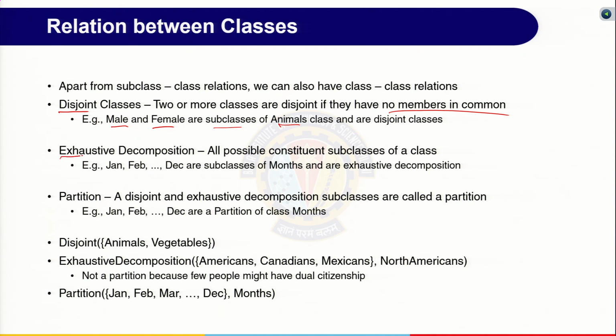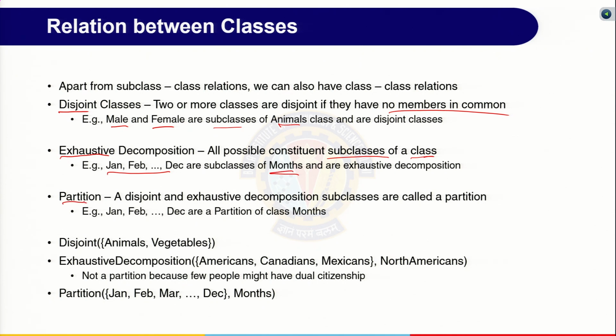And then the other kind of relation between classes is an exhaustive decomposition, which says that if a class has, let's say, subclasses, it is called exhaustive when all these subclasses together become the complete set that constitutes that class. So for example, for the class months, if we have a list of subclasses as all the months, like Jan, Feb, March till December, if we list all the months, they become exhaustive. They are the complete set of subclasses for this parent class months.